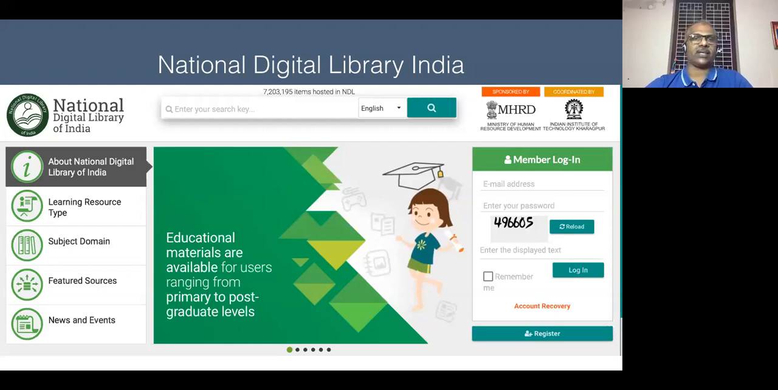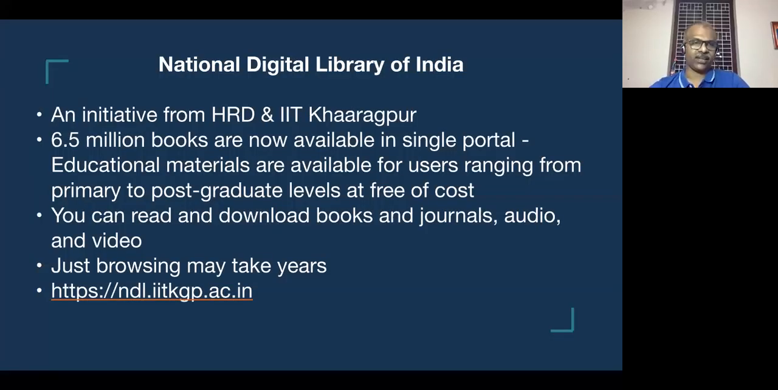Now another one, the National Digital Library of India. Now we'll discuss some Indian websites and also some data that we have to find from the Indian scenario. You will get this, one from the Ministry of Health, HRD and IIT Kharagpur. 6.5 in a single portal. You can read and download the book. Just browsing may take years. Now we will visit that website also.